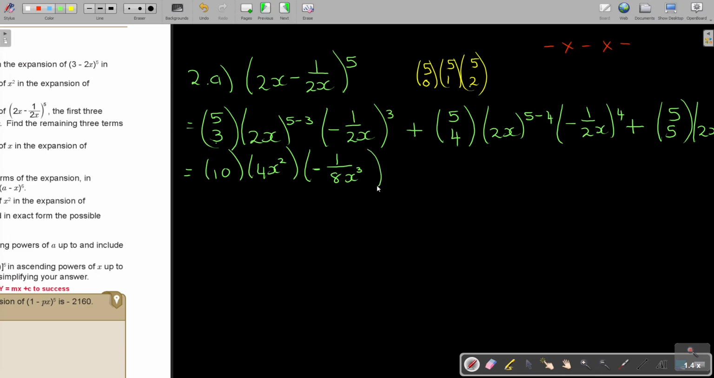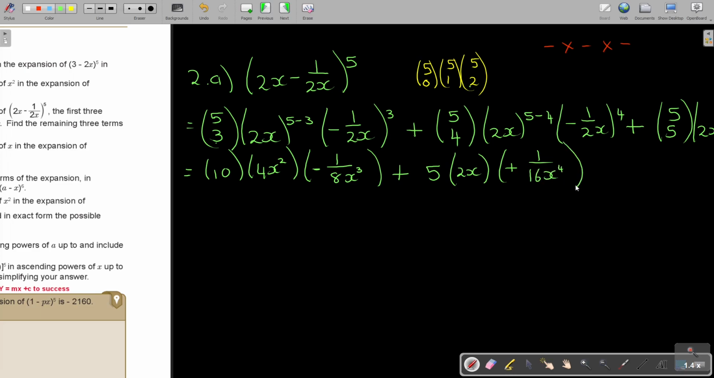And then this one, press again, 5 nCr 4, and what are you going to get? You are going to get 5. Now, this is to the power 1, so it's going to be 2x. This is to the power 4, so there's now an extra 1, so that's why it's positive. Then it's 1 over 2 to the power of 4, which is 16x to the power of 4.